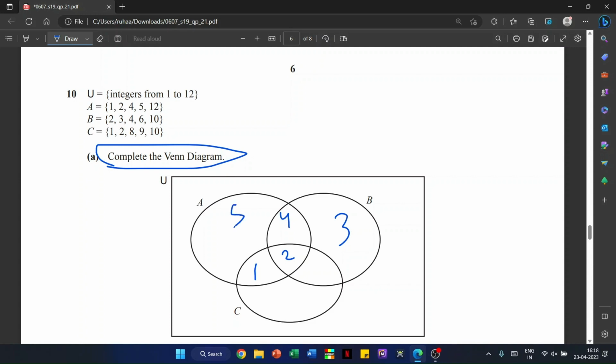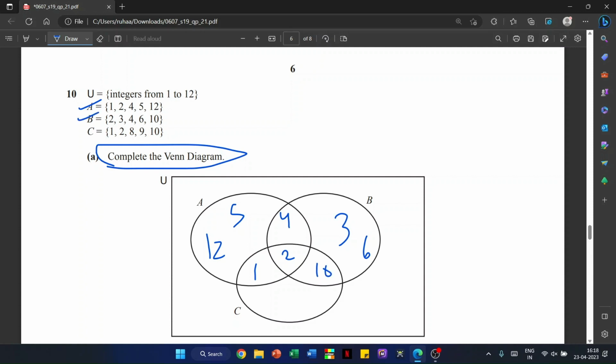5 is only in A. This is 12. So 1, 2, 4, 5, 12. A is completed. Now B. 2 is done. 3 is done. 4 is done. 6 is not common with anything, so 6 is going to be over here. 10 is common with C. So B is also done.